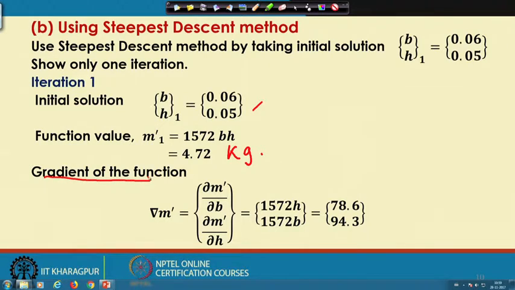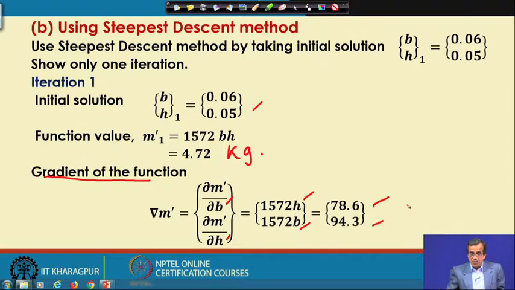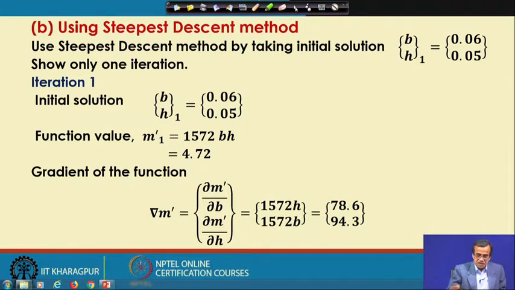this particular objective function, that is nabla m prime, the partial derivative of m prime with respect to B, and the partial derivative of m prime with respect to H. With respect to B I will be getting 1572 H, with respect to H I will be getting 1572 B, and if I substitute the values of B and H, I will be getting 78.6 and 94.3. This is actually the gradient information of the objective function.